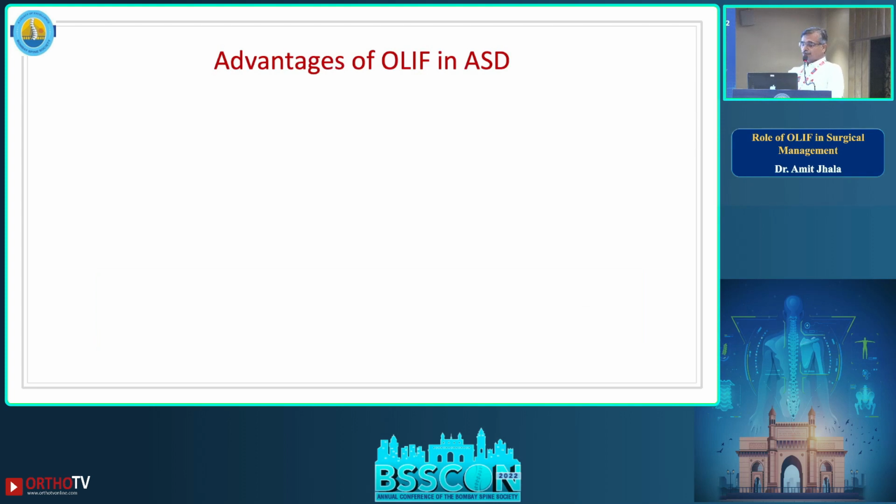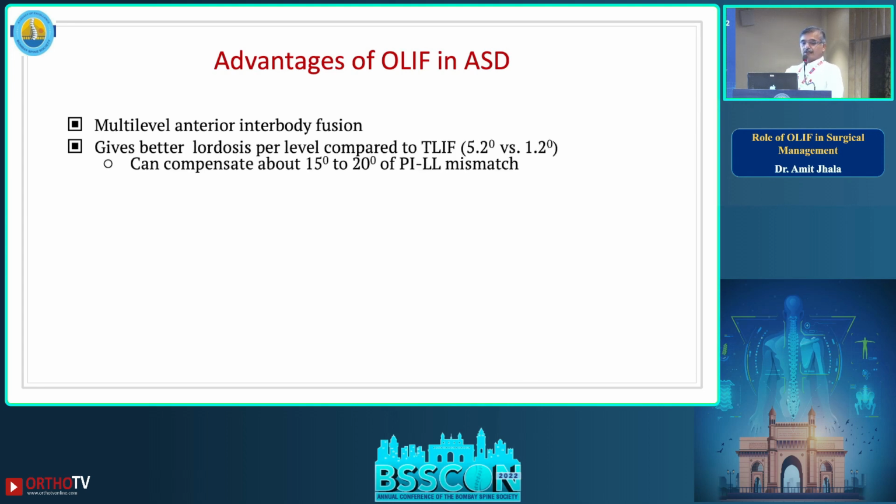So what are the advantages of OLIF in this deformity correction? You can do a multi-level anterior interbody fusion. I think that's one of the very important things. The second is it gives a better lordosis per level compared to TLIF. TLIF gives around 1.2 degrees or maximum 2 degrees of lordosis per level, while OLIF will give around 5.2 degrees per level. So you can compensate about 15 to 20 degrees of PI-LL mismatch if you do it at 3 levels, and if you extend one more, you can have a little bit more. So you can get an overall better sagittal alignment with a shorter number of fused levels.